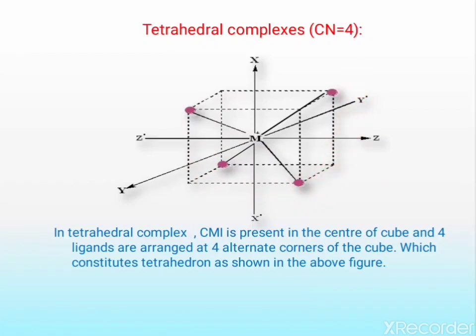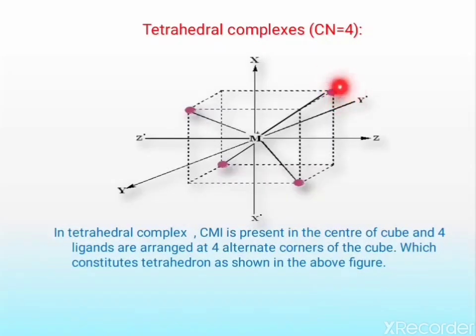In this tetrahedral complex, the ligands lie in between the axes. You see here, this ligand is in between the x and y axes. The ligands lie in between the axes. Here also, all the 4 ligands are lying in between the axes. In these complexes, how does crystal field splitting take place?